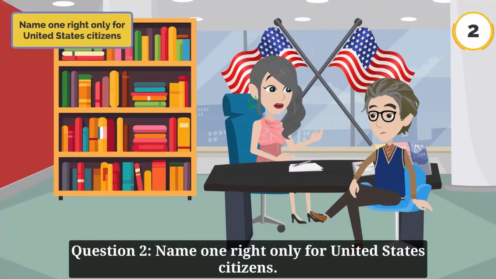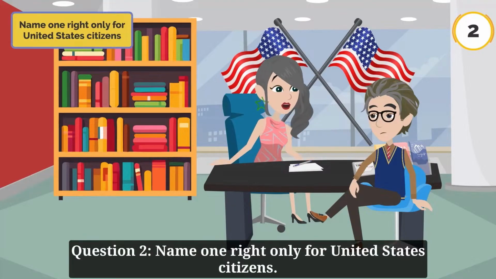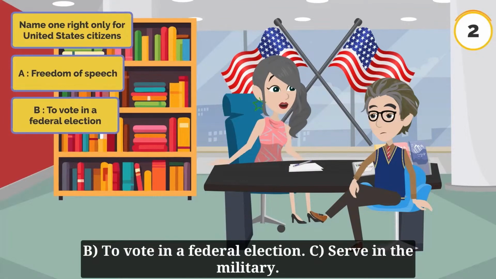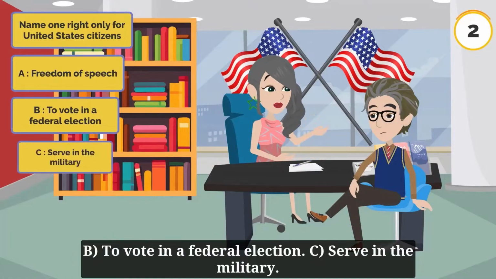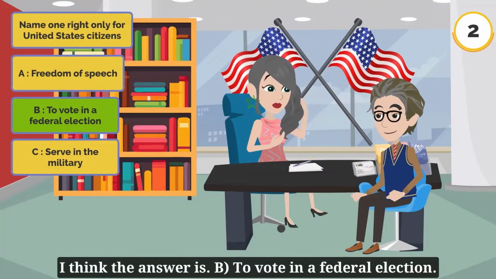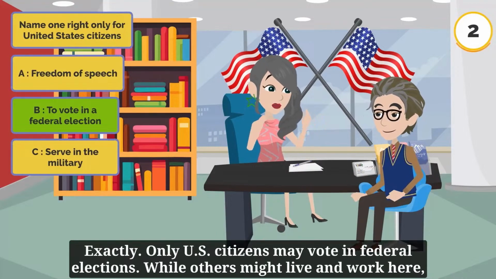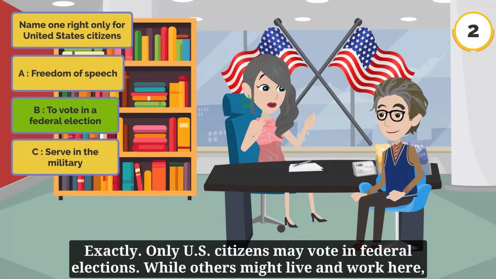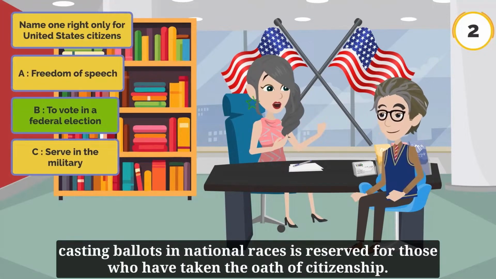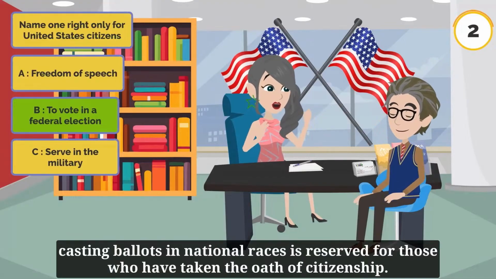Question 2. Name one right only for United States citizens. A. Freedom of speech. B. To vote in a federal election. C. Serve in the military. I think the answer is B. To vote in a federal election. Exactly. Only U.S. citizens may vote in federal elections, while others might live and work here. Casting ballots in national races is reserved for those who have taken the oath of citizenship.